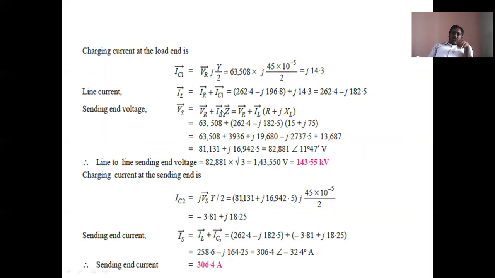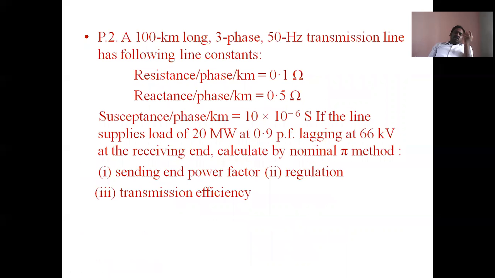Then the charging current at the sending end IC2 is J into Vs bar. This is the charging current at the sending end side. Substitute the Vs value here. Then the sending end current Is bar is equal to IL plus IC2, where IC2 is the charging current at the sending end side. So IL is IR plus IC2. Substituting here, the sending end current is 306.4 ampere. It is converted to magnitude: square root of real part square plus imaginary part square. So this is the second problem.